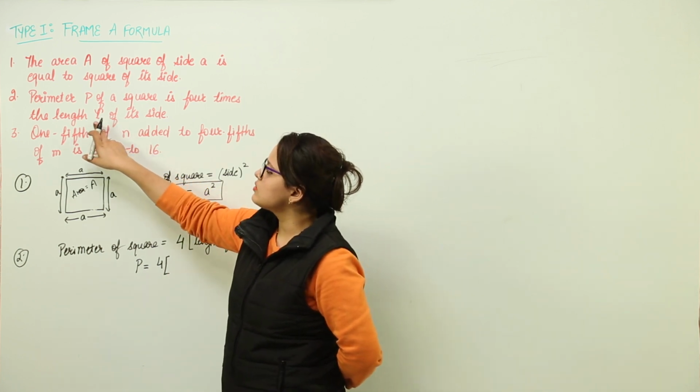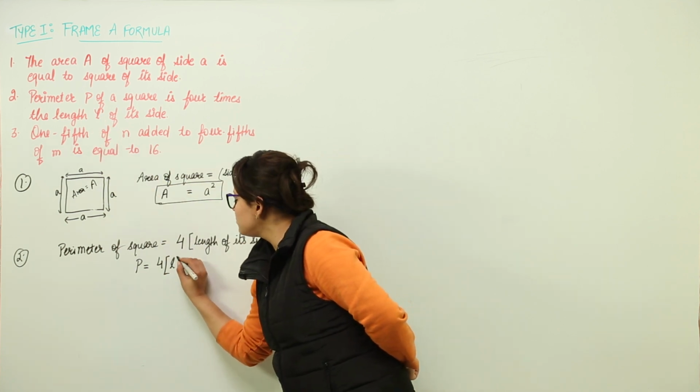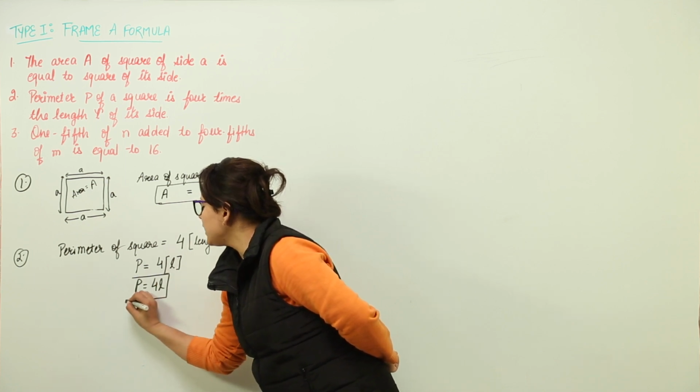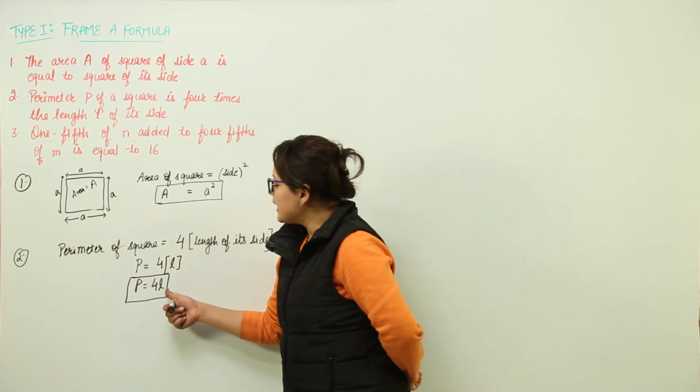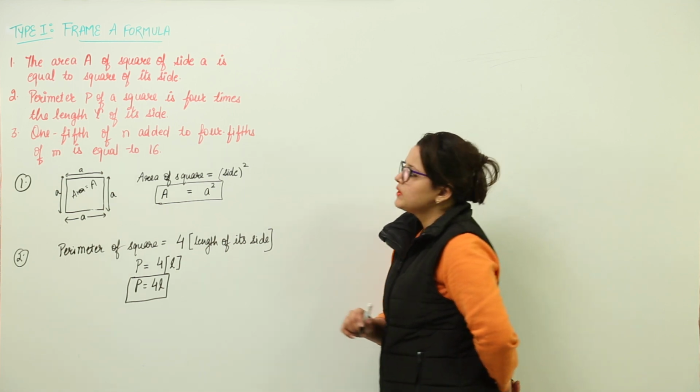The length of the side is also given to us as small l. So we'll write 4 into l. That means the formula comes out to be this: P is equal to 4l, where P represents the perimeter of the square and l represents the length of the side of that square only.